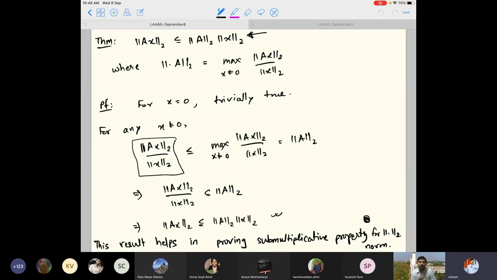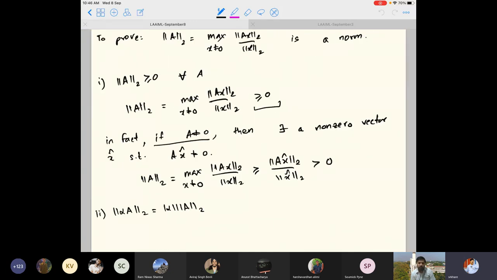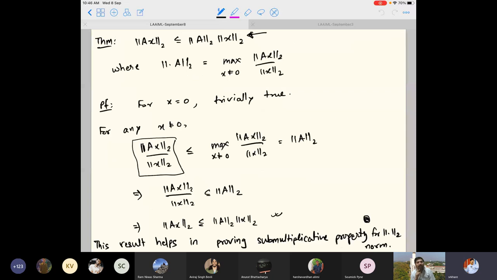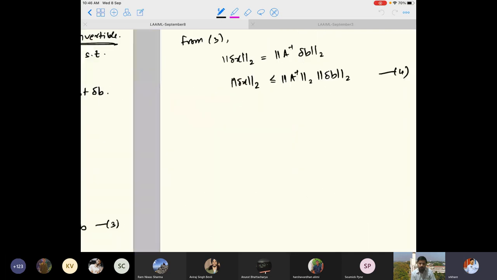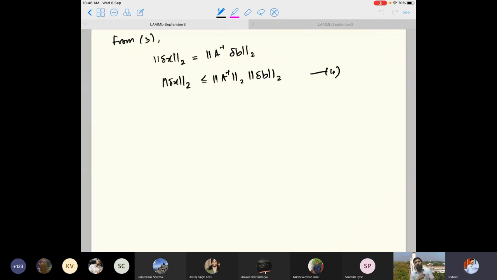For any matrix A and any vector x, the product Ax's 2 norm is less than or equal to the matrix 2 norm times the vector 2 norm, the one with the arrow. This is the property that I have used, right? In our example, our matrix is A inverse and our vector x is delta B. So the 2 norm of delta x is less than or equal to the 2 norm of A inverse times the 2 norm of delta B.